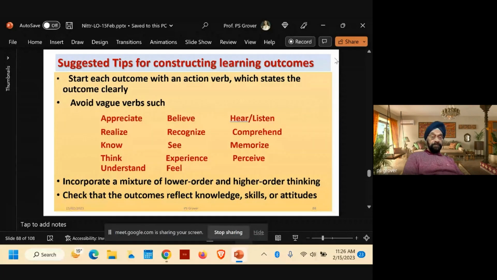So in designing the learning outcomes, avoid these verbs. You can ask why. When I say appreciate, what is there to measure? Comprehend, memorize: these are verbs which are vague. They do not give us any hint of measuring anything. So avoid these verbs. Incorporate a mixture of lower and higher order thinking. Check that outcomes reflect knowledge, skill, and attitude. So please appreciate the construction of the learning outcome with the help of the program outcome.